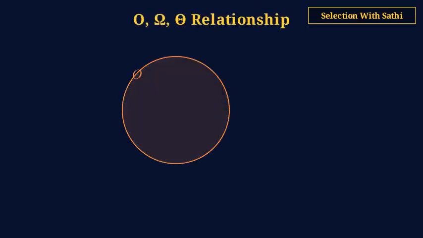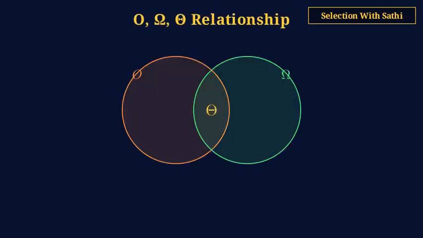Now let's understand how O, omega, and theta relate to each other. Look at the key formula on screen. Θ(g(n)) equals the intersection of O(g(n)) and Ω(g(n)). If a function is both O(g) and Ω(g), then it must be Θ(g). But if it's only O(g) without being Ω(g), then it's not Θ(g).